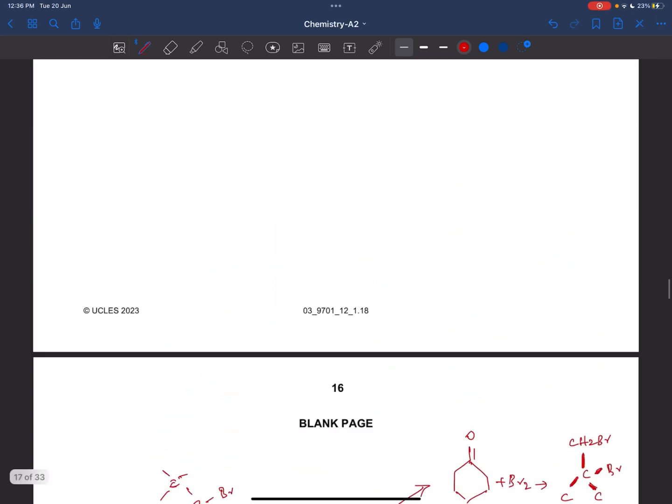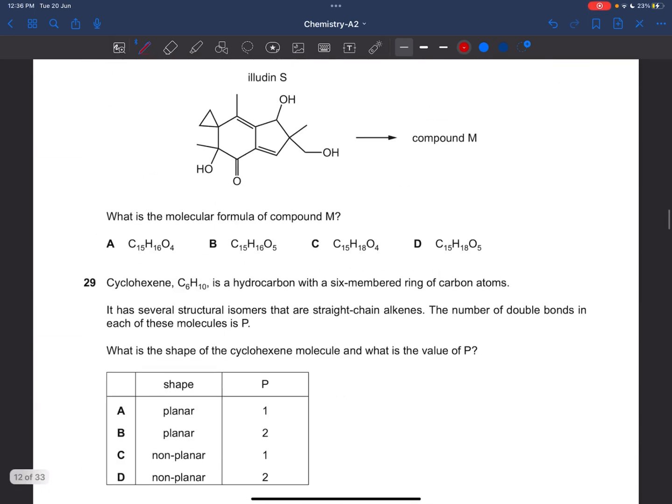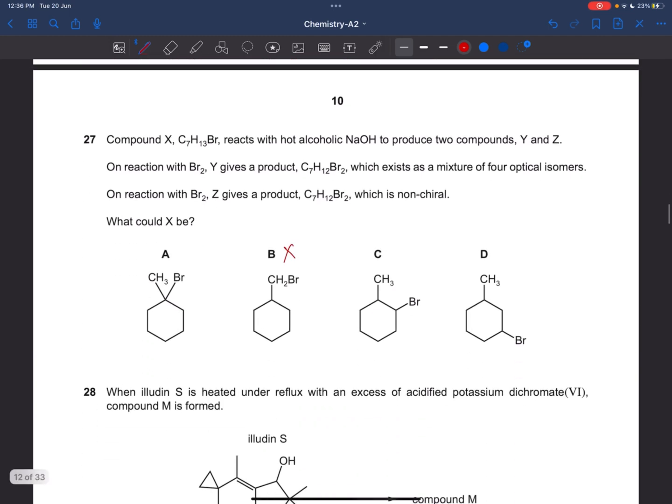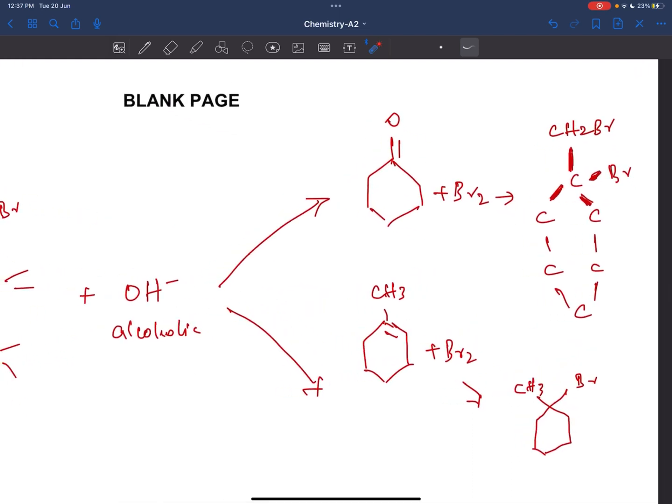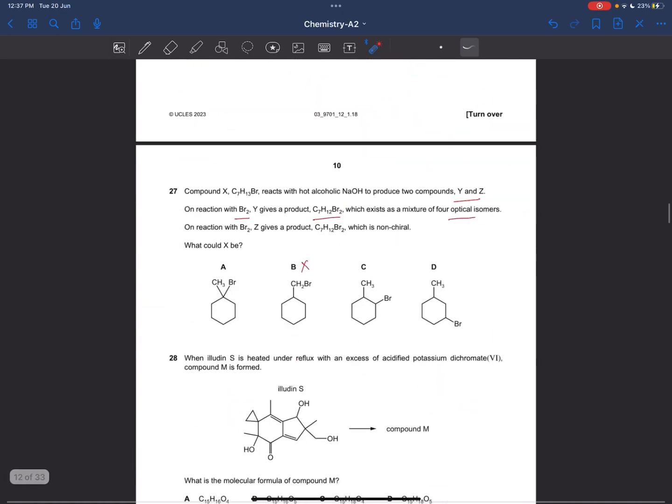So there are two different products. Let's see the question now, question number 27. It says to produce two different compounds Y and Z, which we were getting correctly. On reaction with Br2, Y gives the product C7H12Br2, which will have 4 optical isomers. So let's have a look at C7H12Br2. Let's count: 1 2 3 4 5 6 7 carbons, H12, 1 2 3 4 5 6 7 8 9 10 11 12, so this will be C7H12Br2, with 4 different chiral carbons. So this has 4 optical isomers, right? So the correct answer for this one would be A.